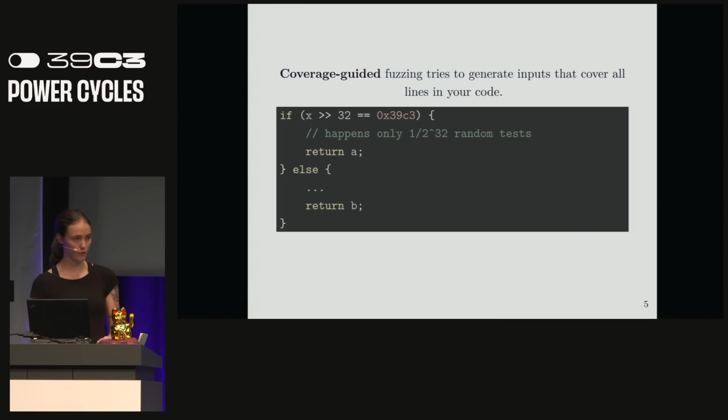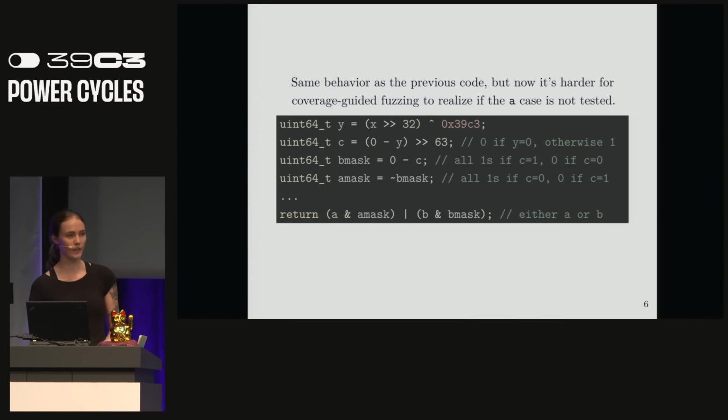That's especially true for cryptography code, because often we're worried about information leaking through timing. So we might not write this code like this. We might write this code like this. This code does exactly the same thing as the previous code, but there's no if statement. We're not branching at all.